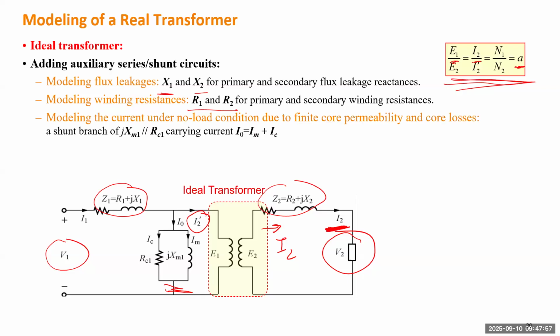And next, we need to model the current under no load condition due to finite core permeability and the core losses. So we use a shunt branch. It will be a reactance in parallel with a resistance. So that will need a minimal current to build up the magnetic field, and that also needs to balance the loss due to the eddy current.